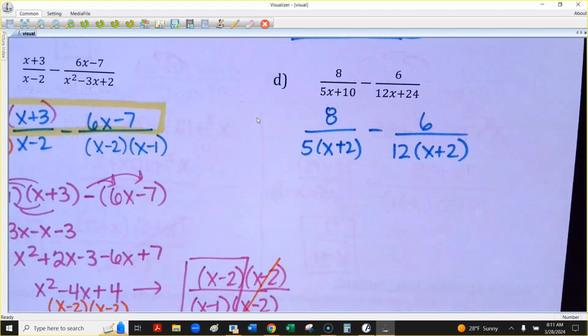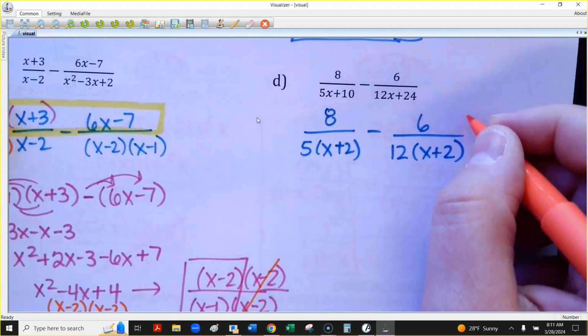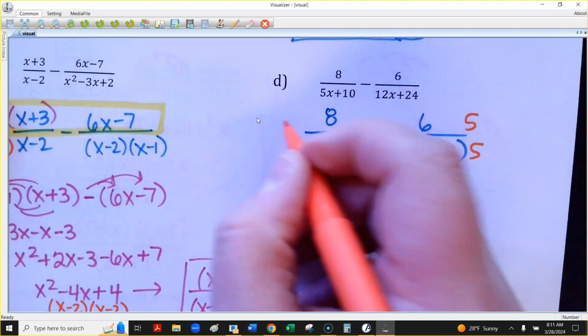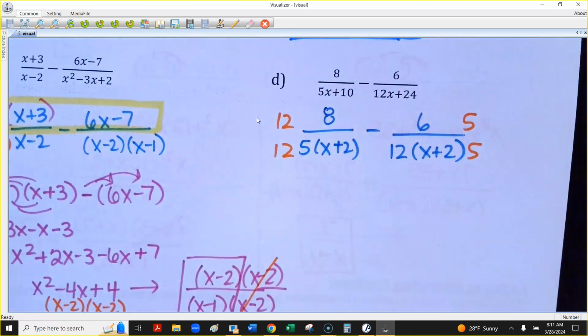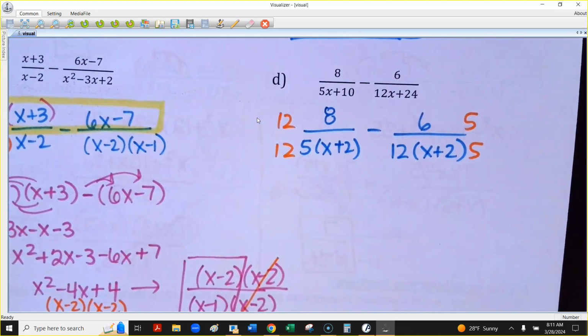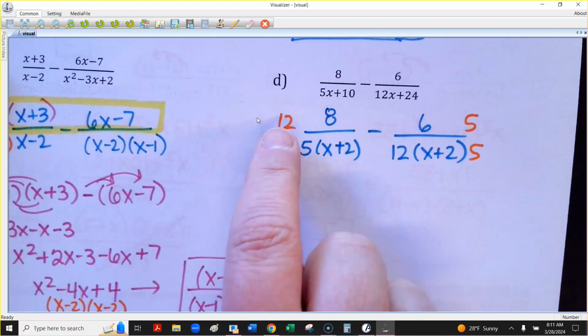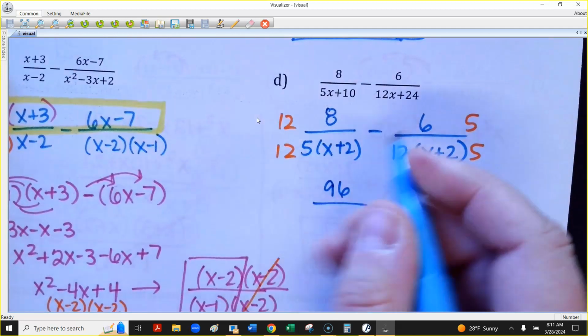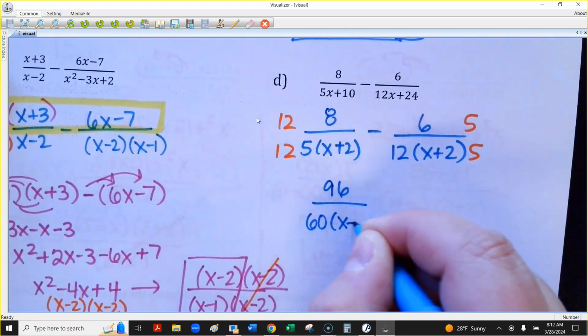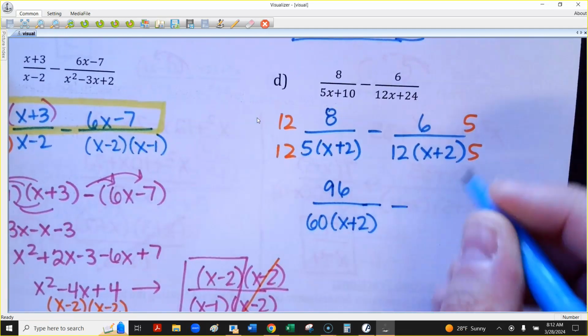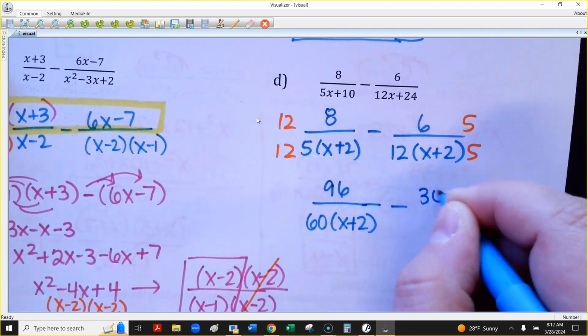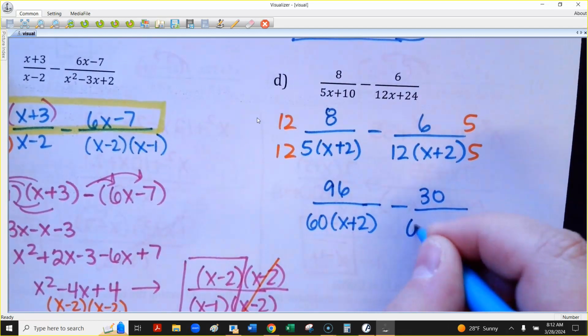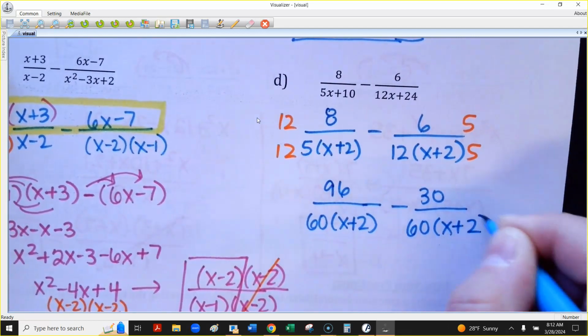Okay, so here's what I'm going to do. This one needs a 5. This one needs a 12 to make those denominators match. What I would tell you to do on the bottom, I'm just going to multiply 12 times 5, which is 60. On the top, we're going to actually multiply. So 8 times 12 on the top of this is going to be 96. 12 times 5 is 60. Just leave the bottom of this in factored form. Don't actually distribute that. 6 times 5 is 30 on the other one. But when I multiply top and bottom by 5 there, that creates my common denominator.